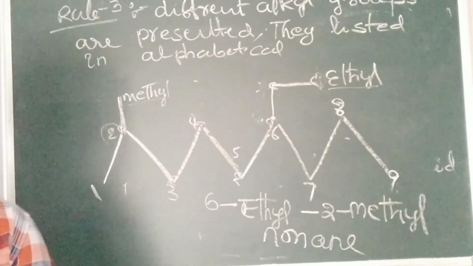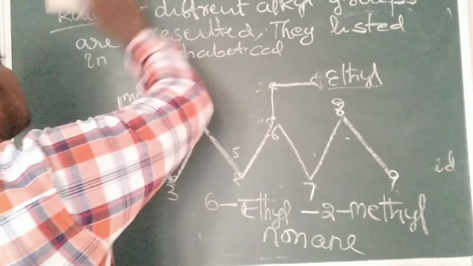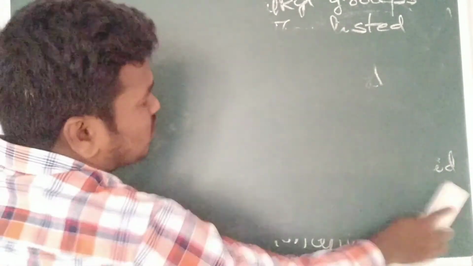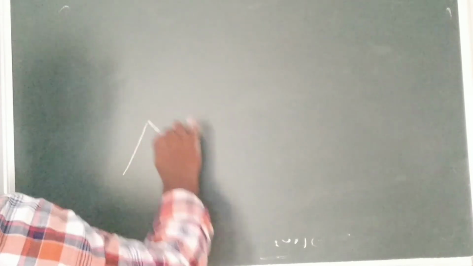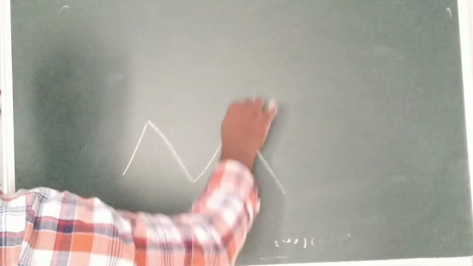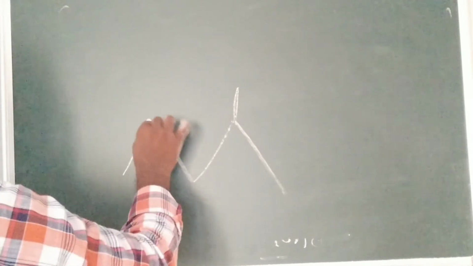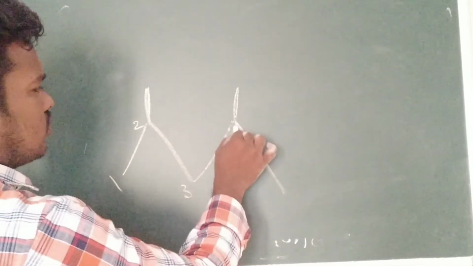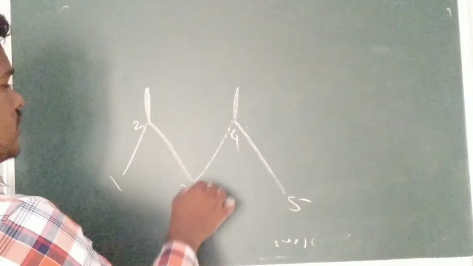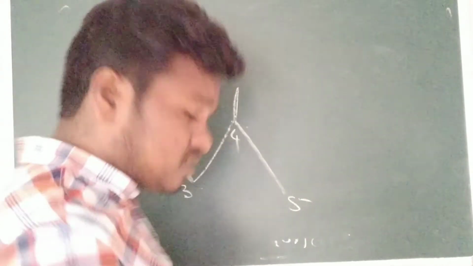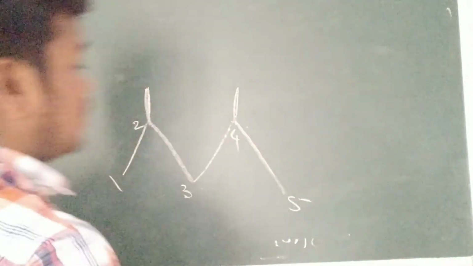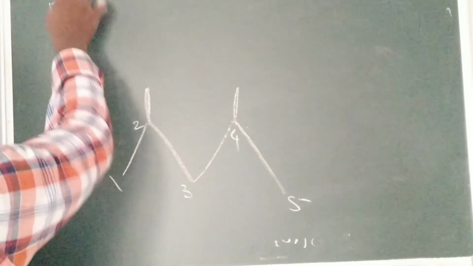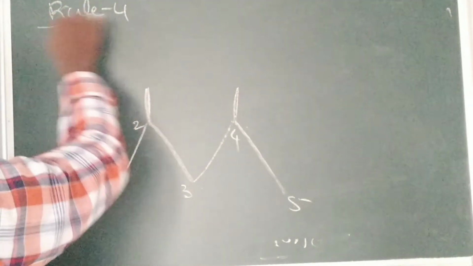So just now we discussed different alkyl groups. Now, for example, when the same alkyl groups are present, how can you write? Everything is very, very important. If the same alkyl group is present, for example, see, same alkyl group 1, 2, 3, 4, 5. Left to right, right to left, whatever it may be, it is similar. Two alkyl groups are present, so two methyl groups are present. So for this, that's why rule 4 is mentioned.